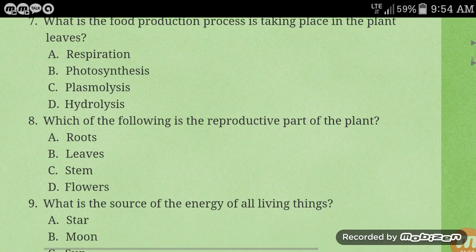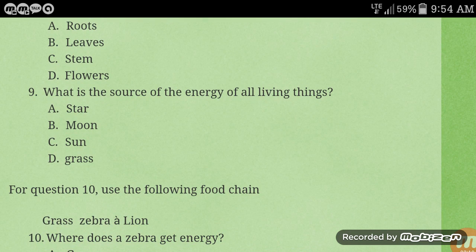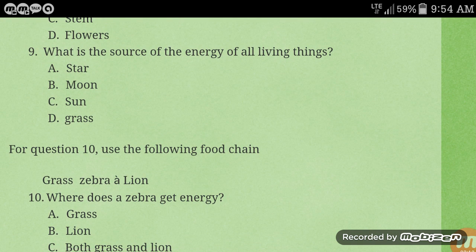Okay, next one, which of the following is the reproductive part of the plant? Of course it's flowers. Okay, reproductive, of course, it produces fruits and seeds. Next one, which is the source of energy of all living things? It's the sun. Okay, it supplies chemical energy for the plants.